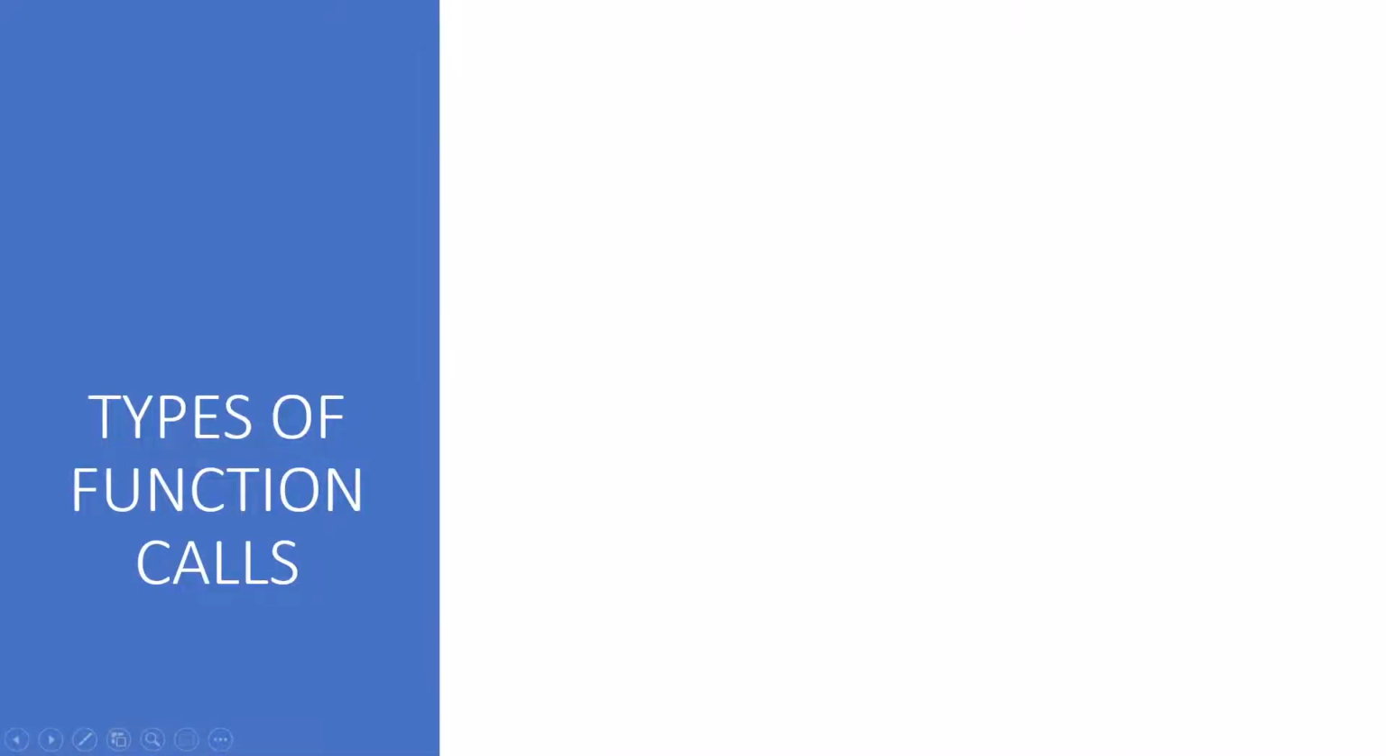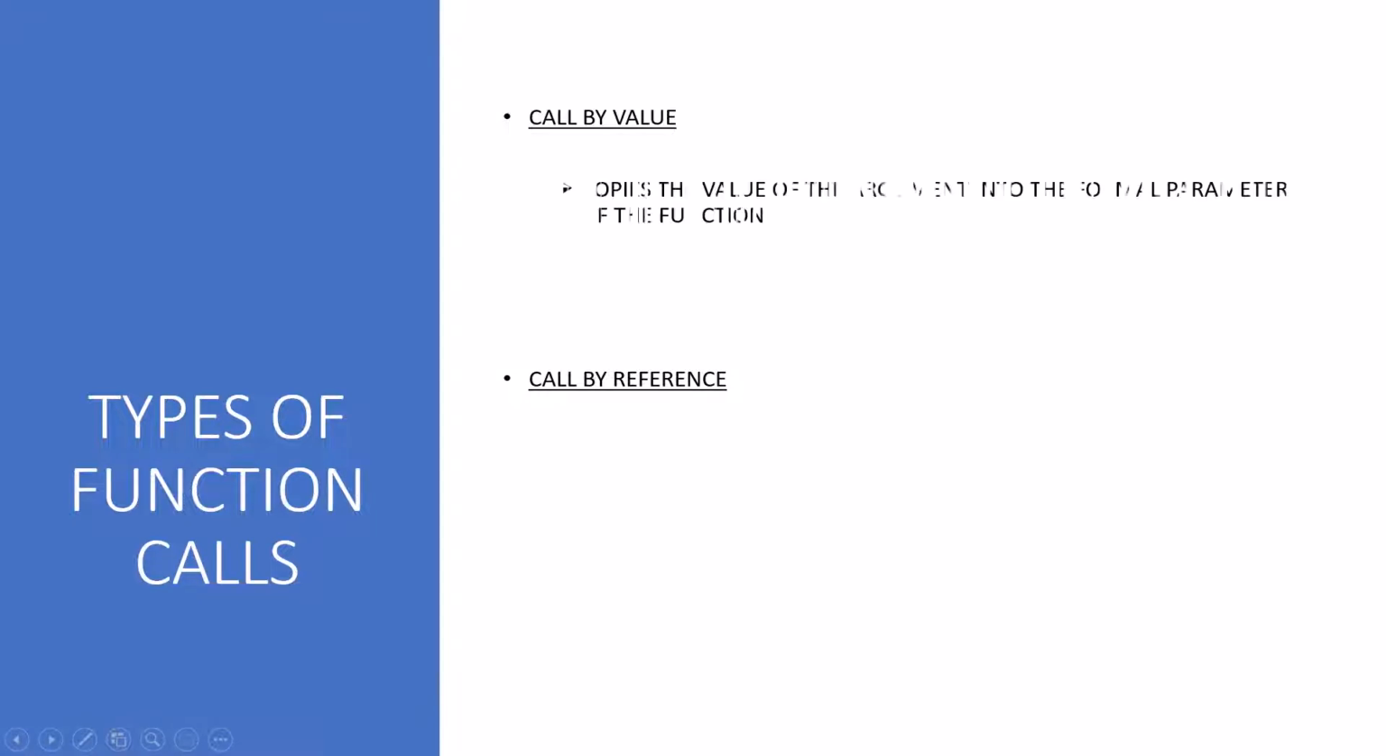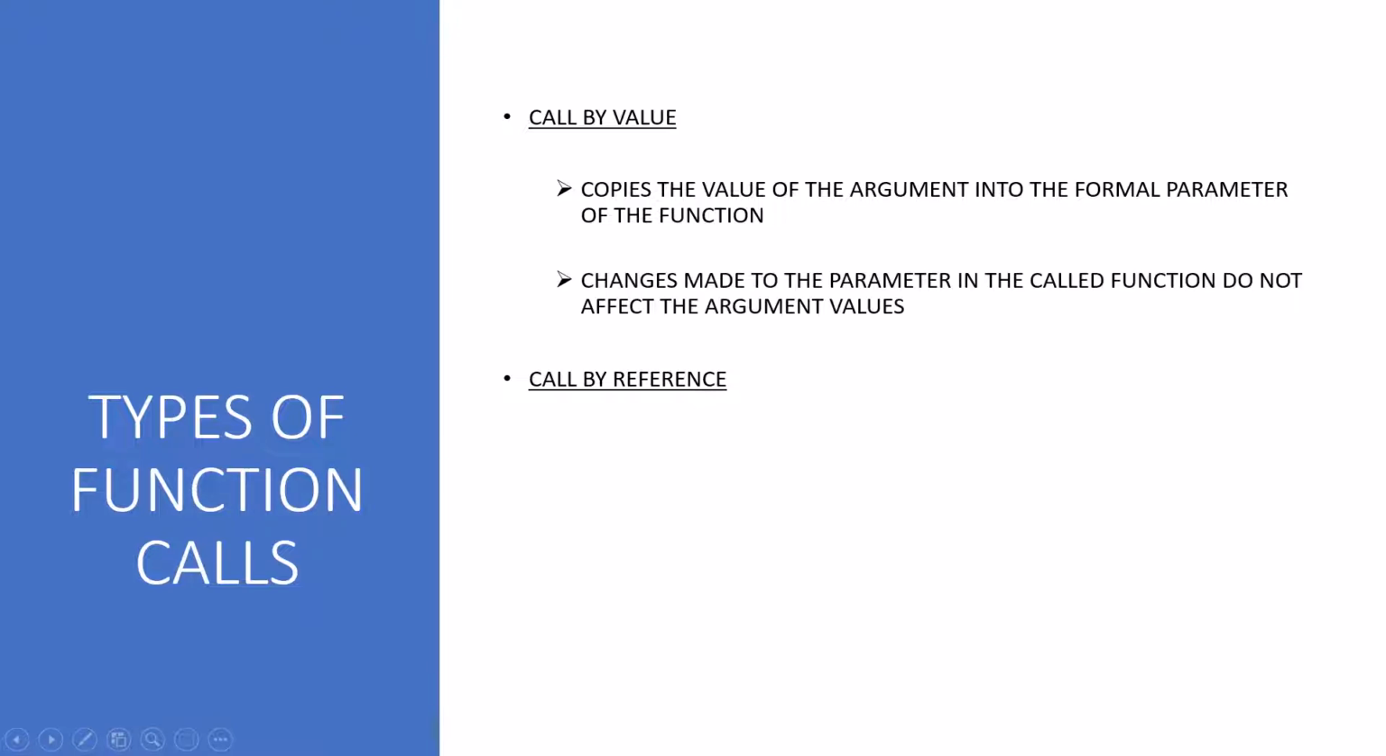Moving on, types of function calls. We have call by value and we have call by reference. Let's take each of these separately. In a call by value, the copy of the value of the argument is put into the formal parameter of the function. The changes made to the parameter in the called function do not affect the argument value. So the argument value is going to stay the same.